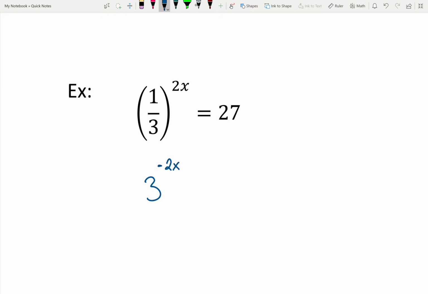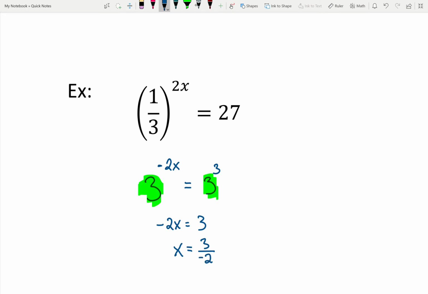And now my goal here is to write 27 with a base of 3. So 3 times 3 is 9. 9 times 3 is 27. So 3 to the third equals 27. Okay, good. Again, we have the same base here and here. So now I can equate their exponents. Minus 2x equals 3. Therefore, x equals 3 over minus 2.